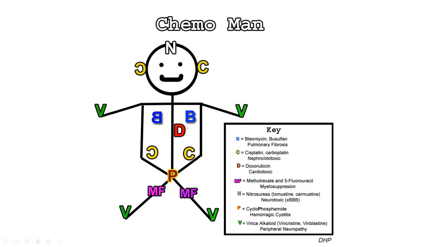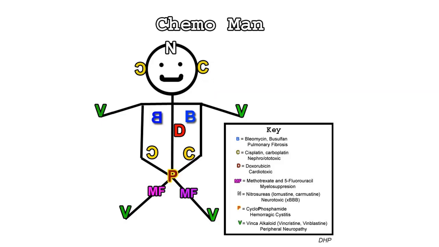D is the doxorubicin, another immunosuppressive drug which can be cardiotoxic. C for the cisplatinum or carboplatin, which can be used as immunosuppressive for retinoblastoma. They are causing nephrotoxicity and also ototoxicity. MF for methotrexate and the 5-fluorouracil, causing myelosuppression or bone marrow depression. C for the cyclophosphamide, which can cause hemorrhagic cystitis. So it's present here at the site of the bladder. And V is the vincristine, which is also used for the retinoblastoma, causing peripheral neuropathy affecting the hands and feet. So it will cause peripheral neuropathy.